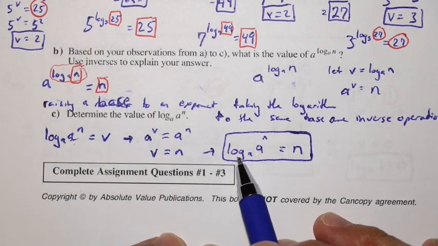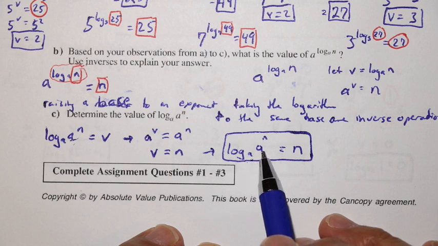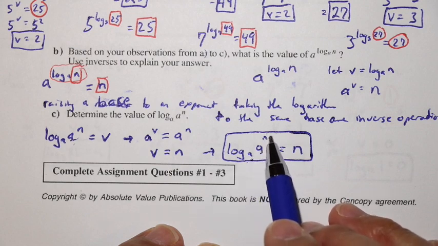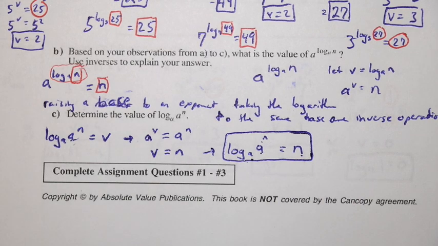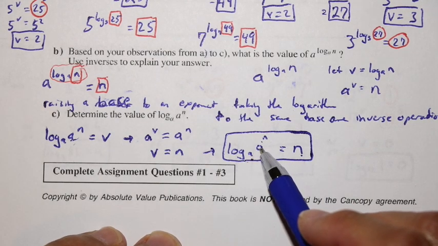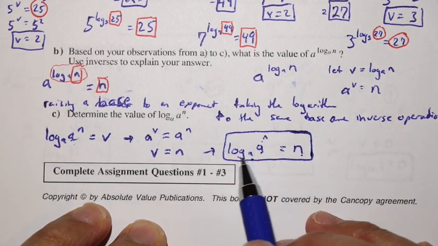Well, what is this saying? This is saying that taking the log of some base of that base raised to a certain exponent is going to equal that exponent, if the base and this base are the same. Or in other words, when we talk about logs, we're talking about an exponent.